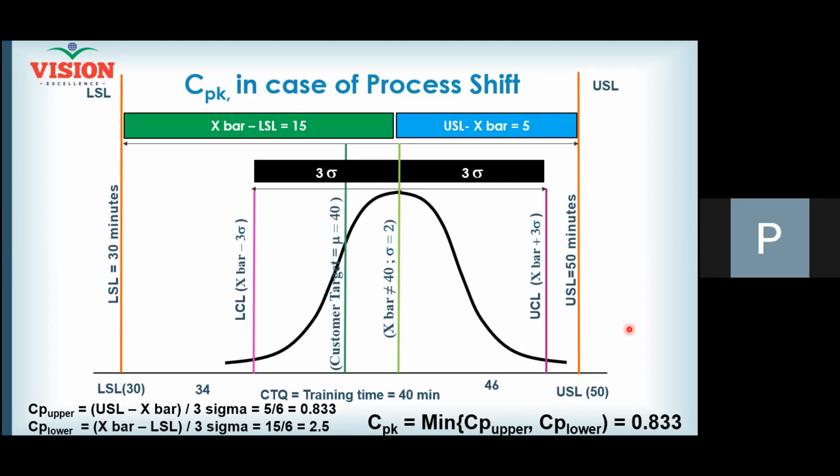Not precise, not capable. Consistent but not capable. Consistent but not capable. Then what is the use of CP? Only to check the consistency.